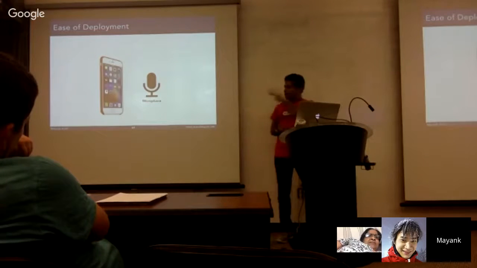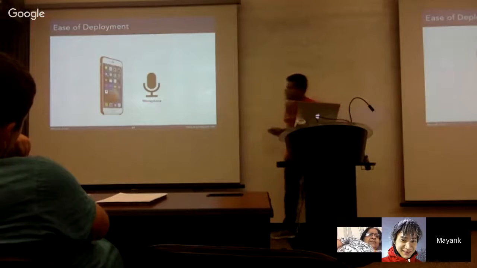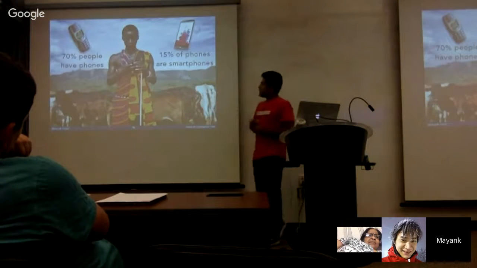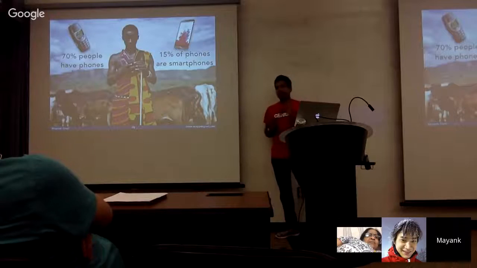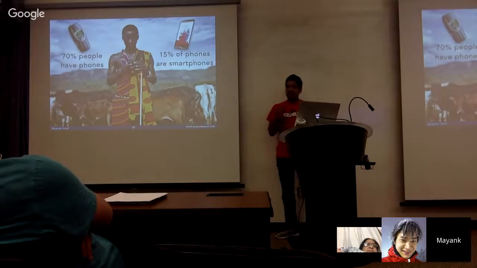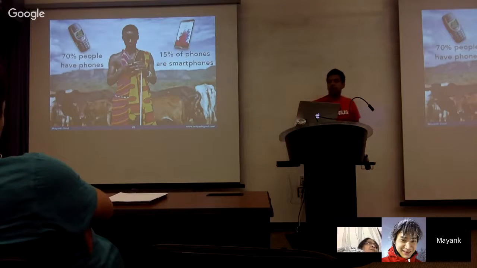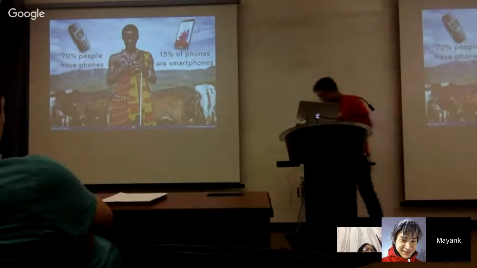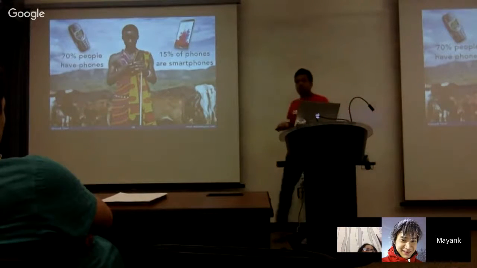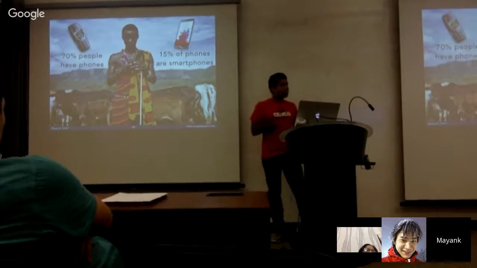I'll get into the details of the deployments later, but first I wanted to go back to this graphic that I showed earlier, where I said that 15% of the phones are smartphones. What that means is that 85% of the phones are not. But those phones also have a microphone. Microphone is not exclusive to smartphones, and considering SpiroSmart is just using the microphone, we can actually implement it on all the phones in the world. It doesn't need to be a smartphone.